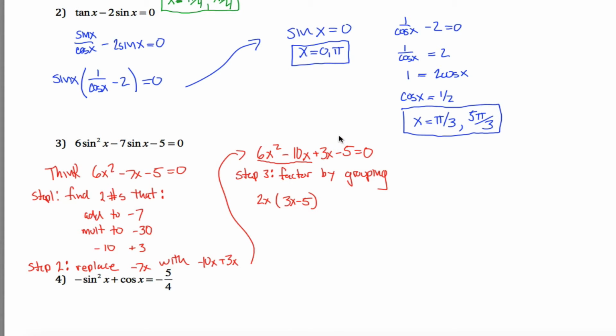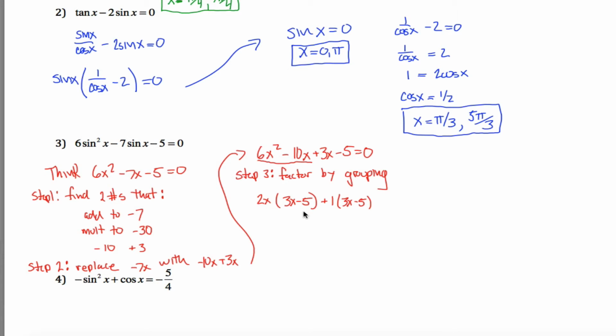Then stare at your next group and factor out something so that you'll be left in the parentheses with the same thing you got here. Well, in this case, I already have 3x minus 5, so I just factor out a positive 1 as a placeholder. That won't always be the case. You might not have a 3x minus 5 here. You might have a 9x minus 15, in which case you'd factor out a 3 to be left with 3x minus 5. In this case, I just pulled out a positive 1 as a placeholder.